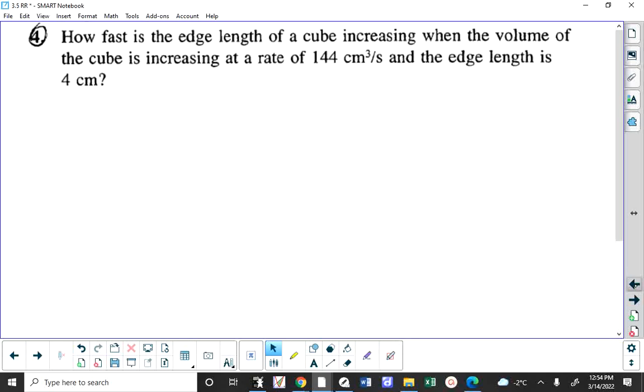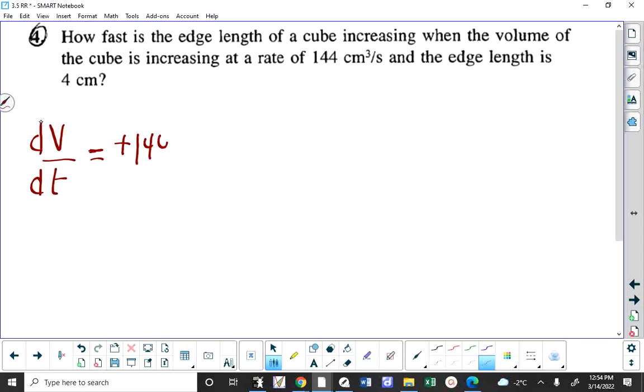So how fast is the length of a cube increasing when the volume of the cube is increasing at a particular rate? So let's define our rates of change here. d volume dt is given to you. The volume is increasing, so dV dt is a positive thing. 144, and I'll put cubic centimeters per second. And then we want to find, I'll use L for length of the cube.